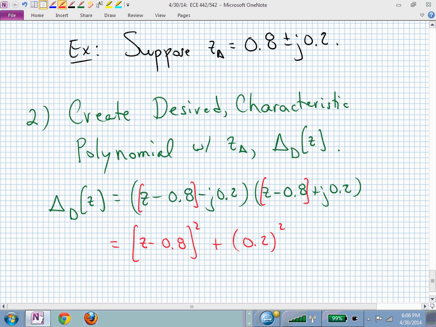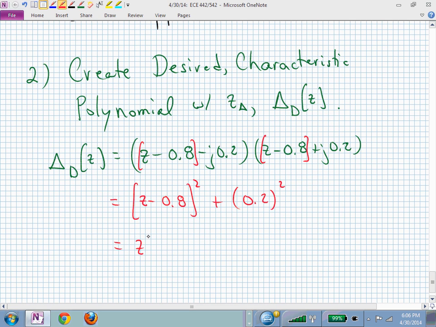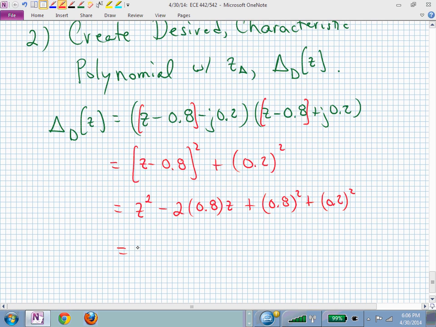And now if we multiply that out, we have z squared minus 2 times 0.8z plus 0.8 squared plus 0.2 squared, or this is now z squared minus 1.6z plus 0.64 plus 0.04, or 0.68. And that is now our delta sub d of z. That's our second step in this process.